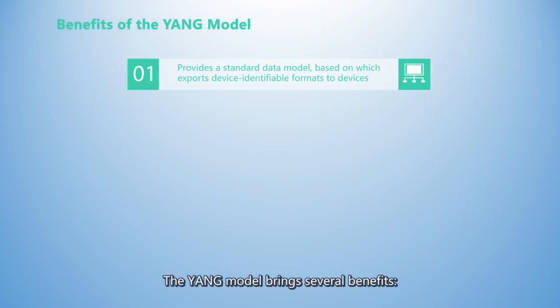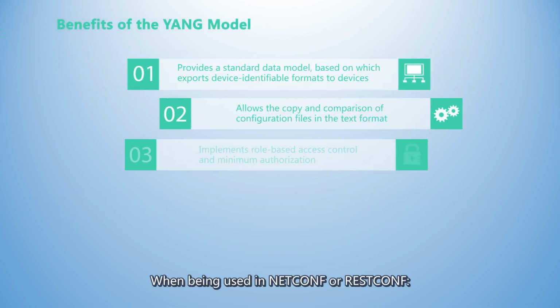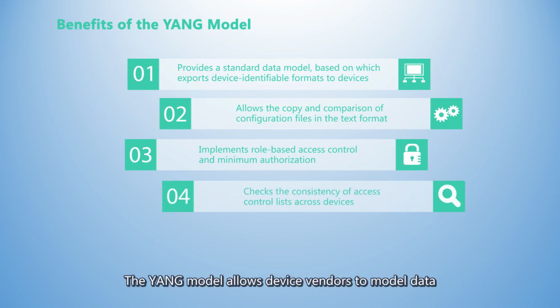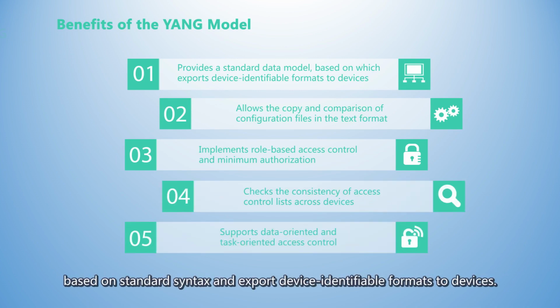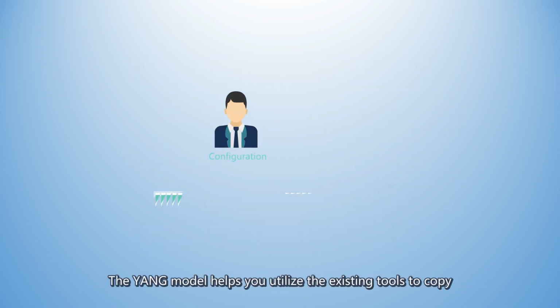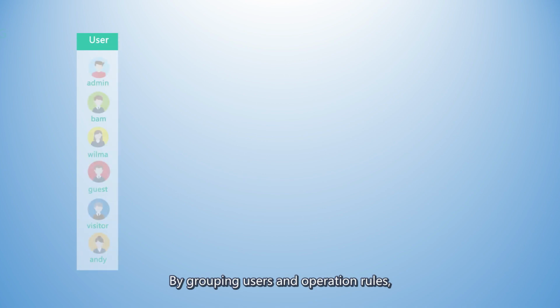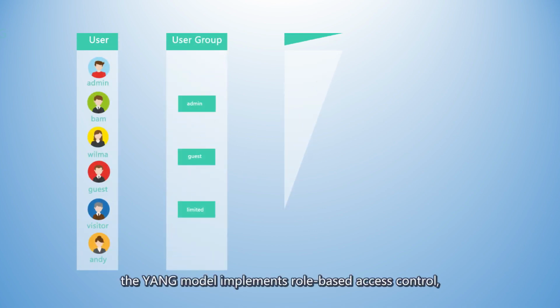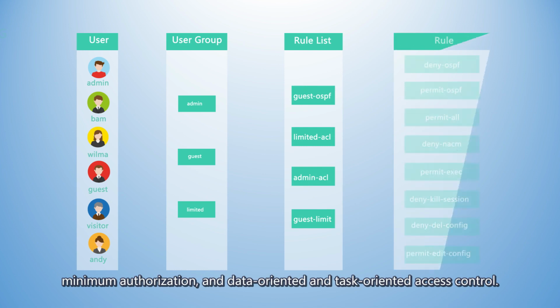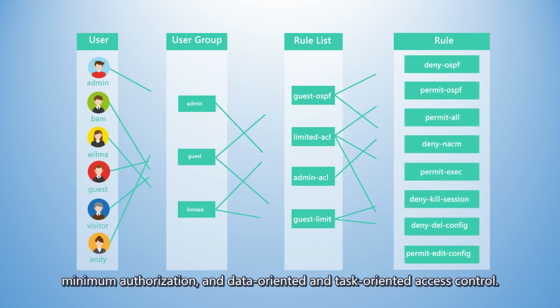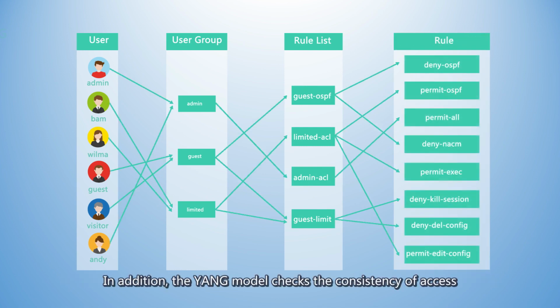The YANG model brings several benefits when being used in NETCONF or RESTCONF. The YANG model allows device vendors to model data based on standard syntax and export device identifier formats to devices. The YANG model helps you utilize the existing tools to copy and compare the configuration files in the text format. By grouping users and operation rules, the YANG model implements role-based access control, minimum authorization, and data-oriented and task-oriented access control. In addition, the YANG model checks the consistency of access control lists across devices to ensure that network devices have consistent policies.